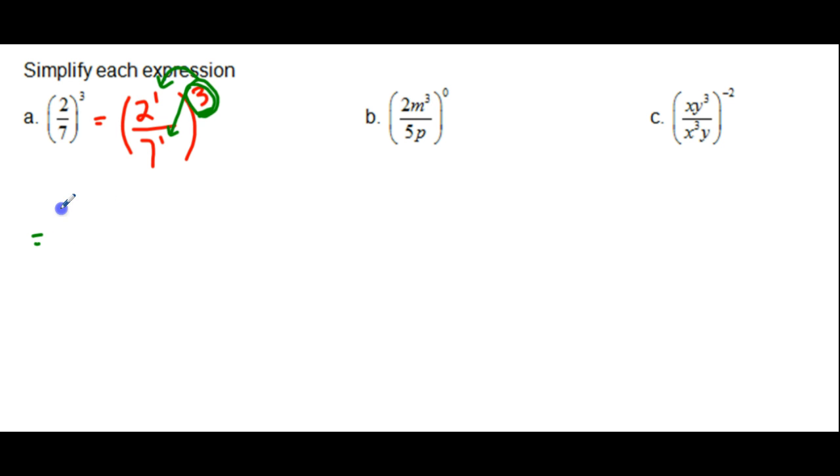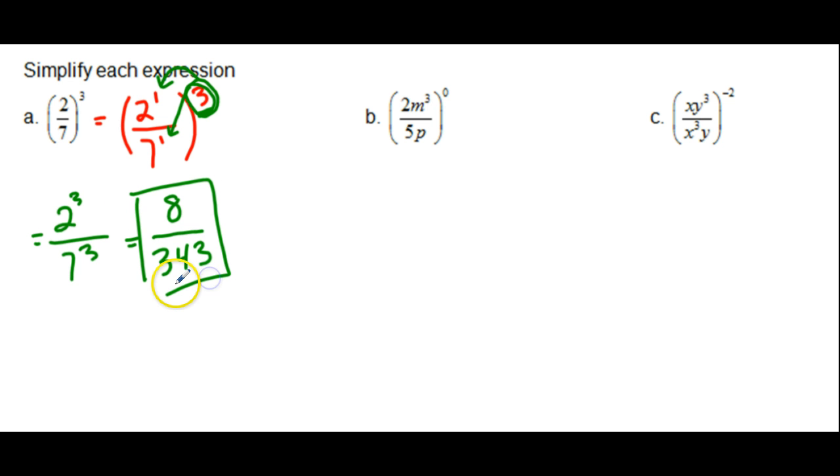Distribute it. So we have 2 to the third divided by 7 to the third, right? 3 times 1 is 3. 3 times 1 here is 3. This, we can simplify one more time, so that's 8, right? 2 to the third is 8, divided by 7 to the third is 343. And if you leave it like that, that's fine.